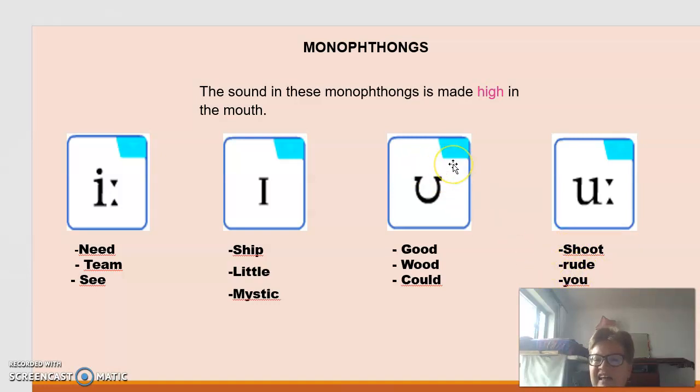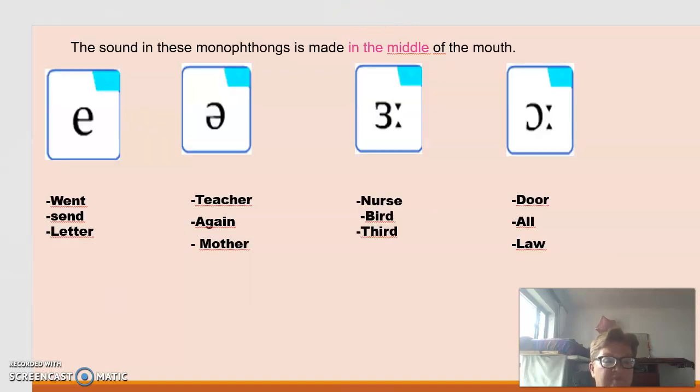Yes, that's the high sound in the mouth. Your tongue never touches your palate, never. You just go like ooh. High means the sound is made in the high part. Okay, let's go with the next one.